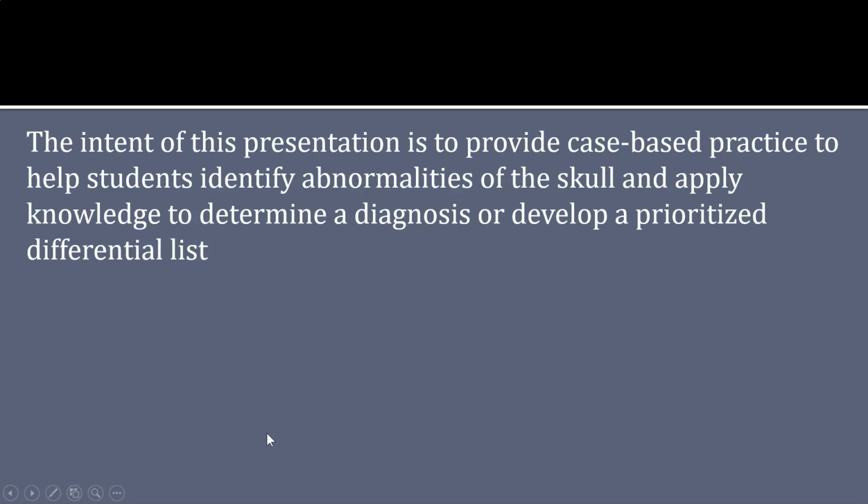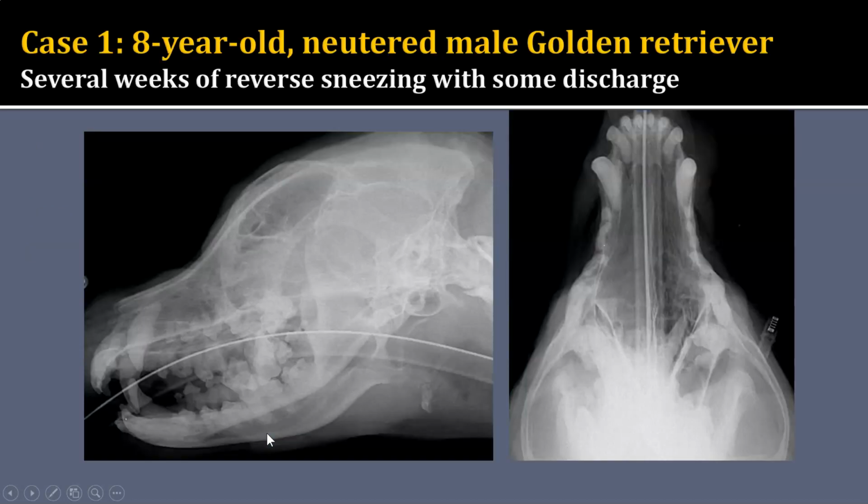This first case is an 8-year-old neutered male golden retriever who has several weeks of reverse sneezing with some nasal discharge. Our lateral view is slightly rotated, and notice that the patient has an endotracheal tube in place, keeping in mind that generally inhalant anesthesia or injectable general anesthesia is going to be what we want in our small animal patients for proper positioning.